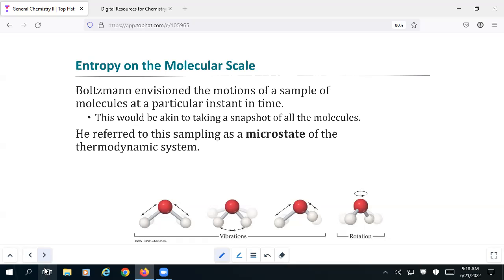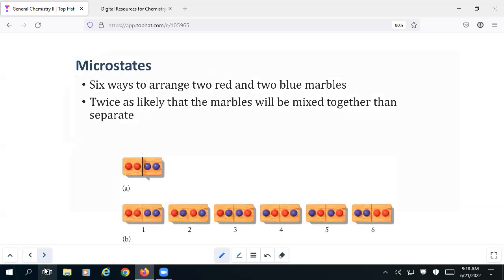Now, what Boltzmann did with these microstates is he started to devise a way that we could count them, that we could try to figure out how many they have. So let's take a look at an example. We'll start with something simple.